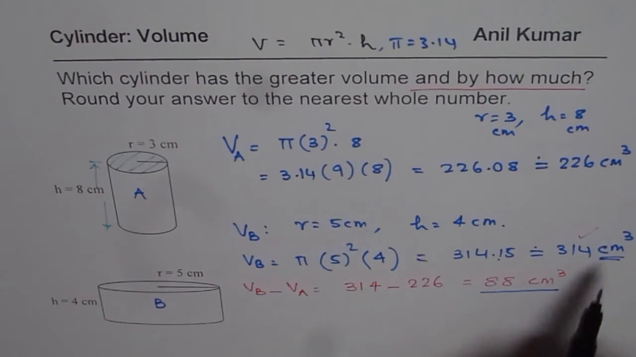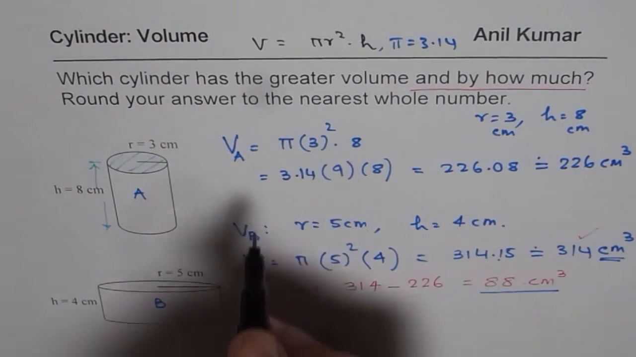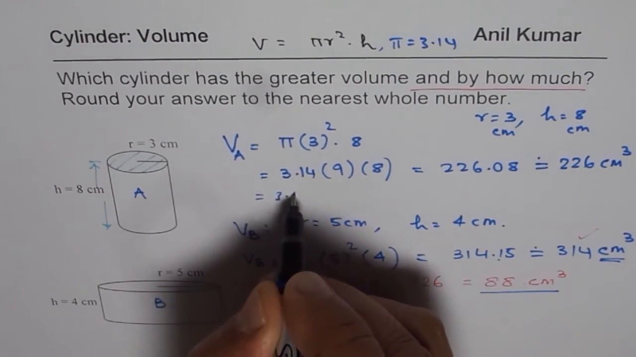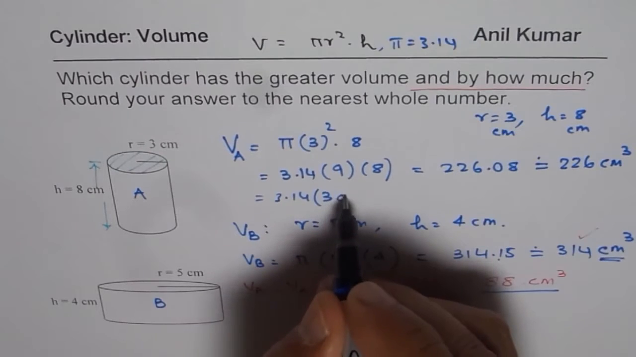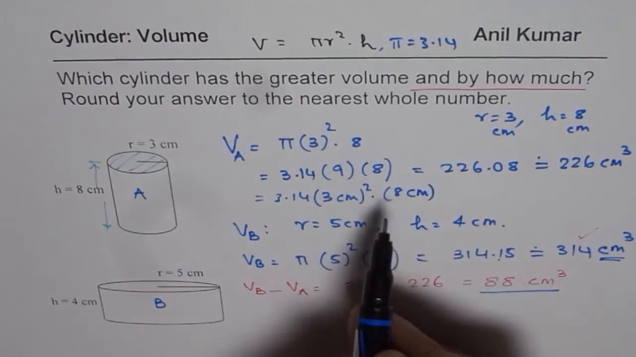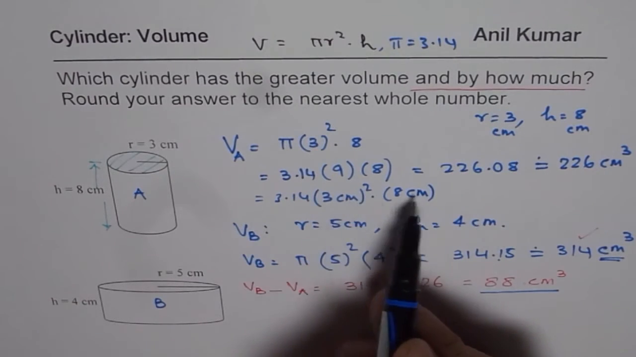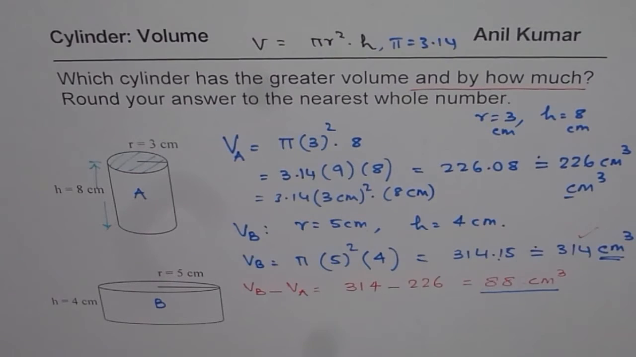What I'm trying to say is, in these units, when you write pi 3 square 8, you could write this as 3.14 times 3 centimeter. Do you understand? Centimeter square times 8 centimeter. So when you multiply centimeter square and centimeter, you get centimeter cube. Do you see that? So that is the reason why we have centimeter cube in our answer here, correct? Because radius and height were given in centimeters.